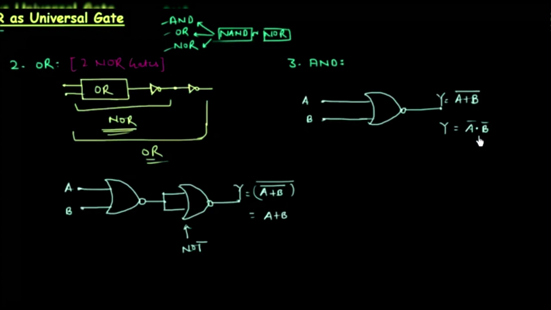And if we want to have the AND gate by using the NOR gate, what can we do? We can complement this A complement and we can complement this B complement. Let's do this. Complementing A complement, we have A, and complementing B complement, we have B. So we have A and B, the AND operation, if we complement the two inputs of the NOR gate.